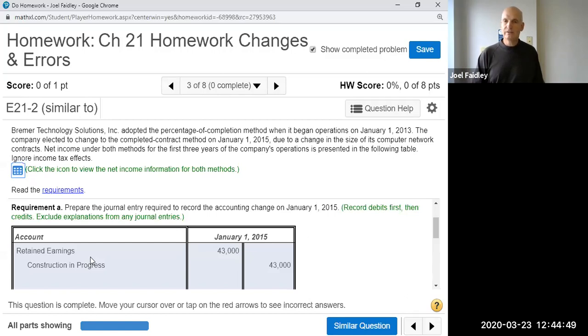So here they're reducing the amount that's in CIP because of this change from percentage of completion, which recognizes income as you go along, versus completed contract. That's a good teachable moment for Chapter 8.